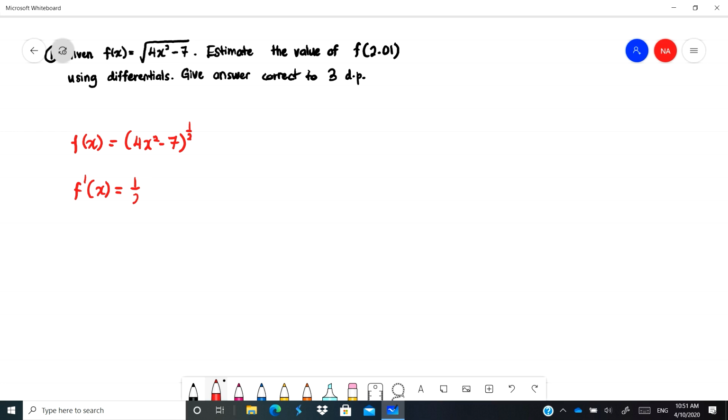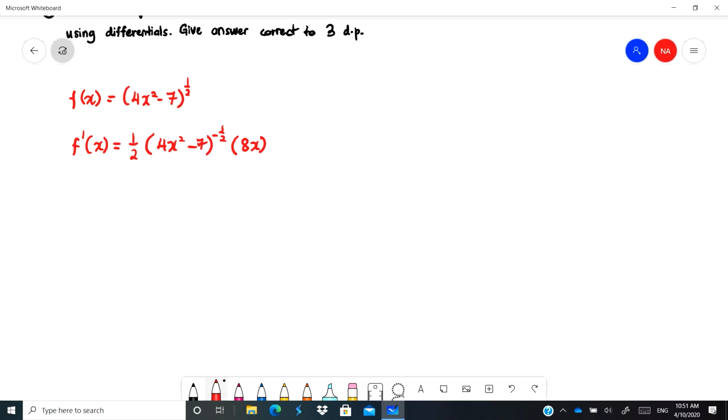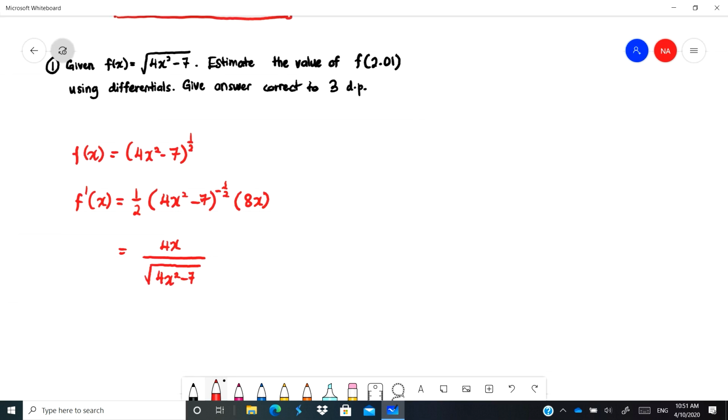I will get 1 over 2, and then I'll differentiate 4x squared minus 7 to the power of negative 1 over 2. And then differentiate the one in the bracket, we'll get 8x. Simplifying this, we'll get 4x over the square root of 4x squared minus 7. This one is for f prime x, because in the formula we'll have to use f prime x naught.